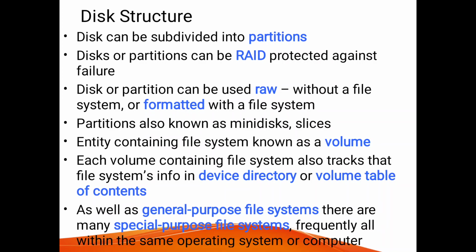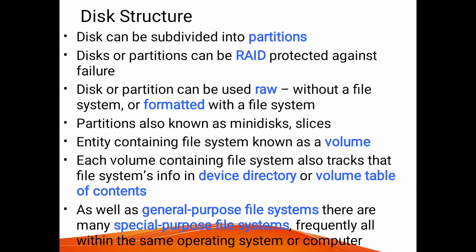So in this disk structure, the disk can be subdivided into partitions. Disk partitions can be protected against failures, and the disk or partitions can be used as raw data, without a file system, or formatted with a file system. So the partitions are also known as mini disks or slices. The entity containing a file system is known as a volume.